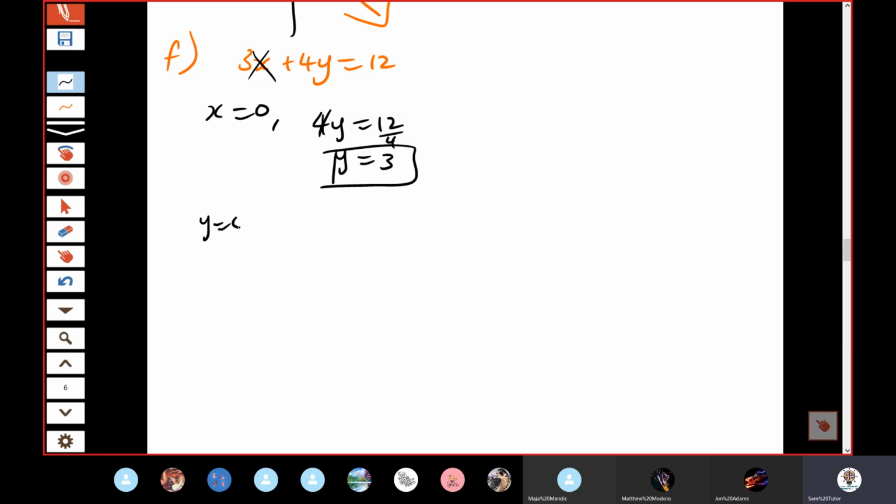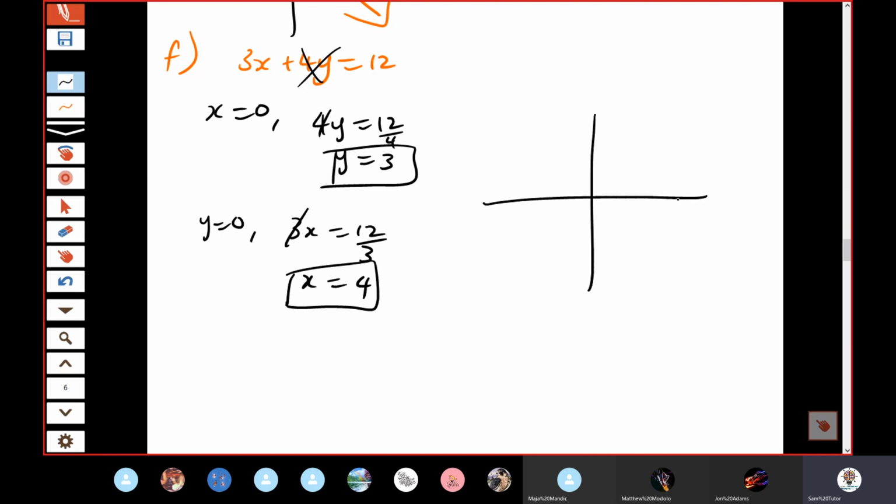When y equals to 0, that means now this is gone. You have 3x equals 12. Again, divide by 3. And then nice and easy to graph here. X is 4, y is 3. Draw a line that goes through these two. Comfortable with that?